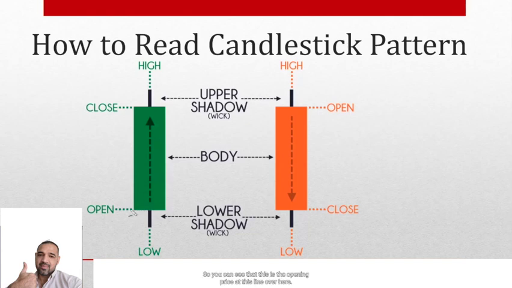So you can see that this is the opening price at this line over here. This is the opening price. This is the closing price. And this black shadow over here, we call this a wick. This is the upper wick. This is the highs of the session. And this over here is the lows of the session.